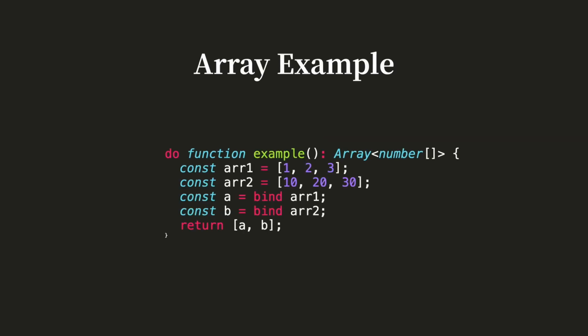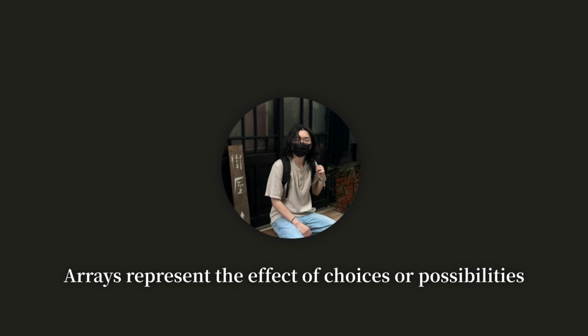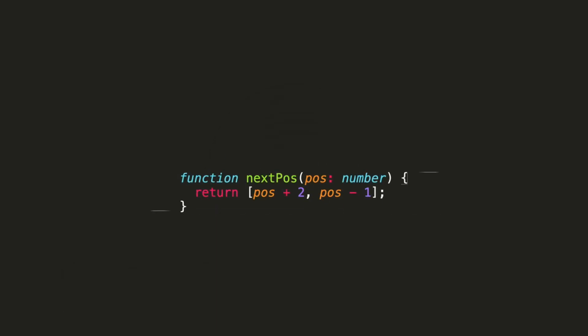In this example, array is the monad we're working with, and this function returns an array of arrays. What value do you think this function will return? Before delving into the explanation, let's familiarize ourselves with the concept that arrays represent the effect of choices or possibilities. Consider this function. It takes a number as input, representing an initial position, and returns two possible next positions. What if we want to know all the possible positions after two steps?